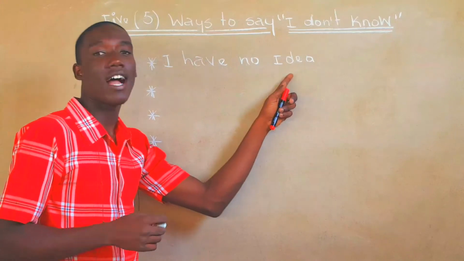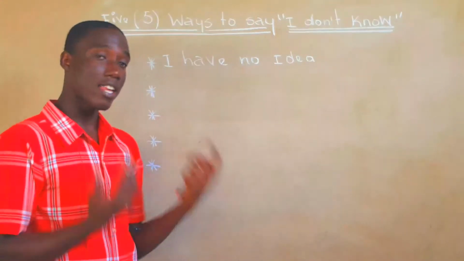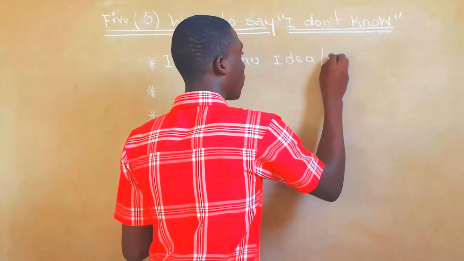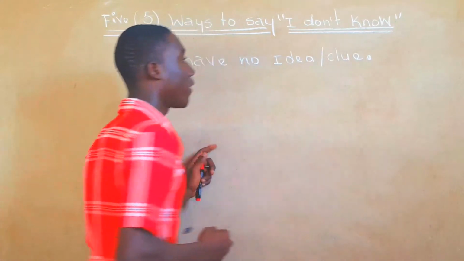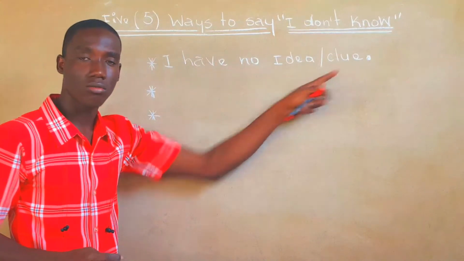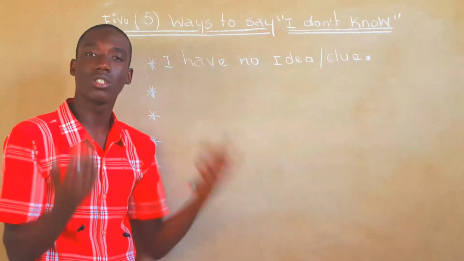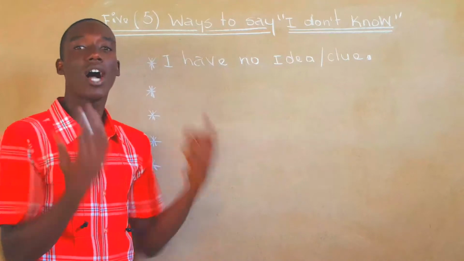If you don't want to say idea, you can say clue. Yeah, you can say I have no clue, or I have no idea.